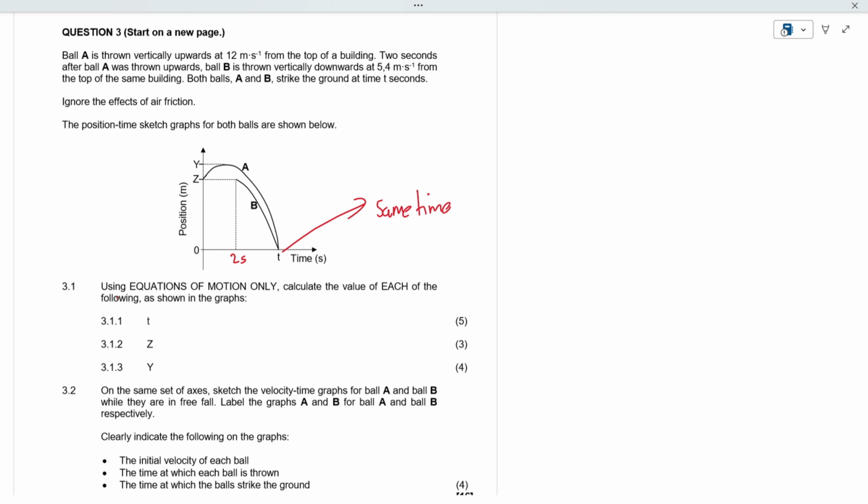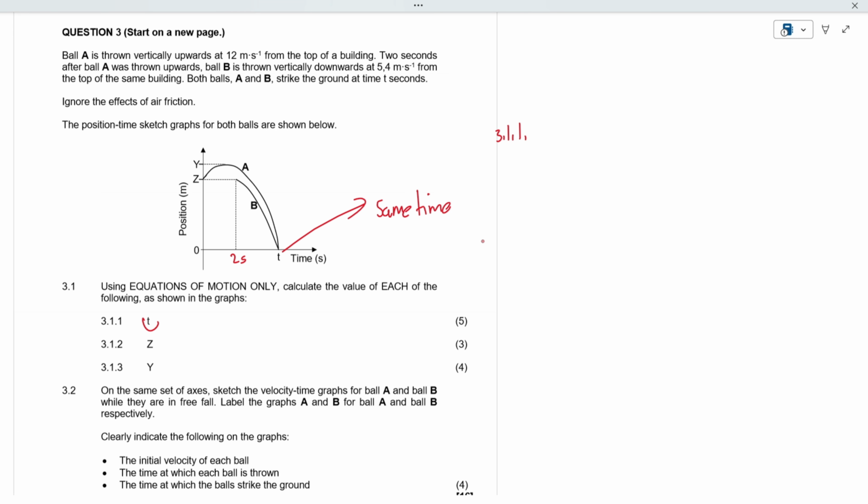Then it says, using equations of motion only, calculate the value of each of the following as shown in the graph. Question 3.1.1: what is our t? The t is the time in which both of these balls strike the ground at the same time. That's the t. So let's check which variables we are given pertaining to which balls.